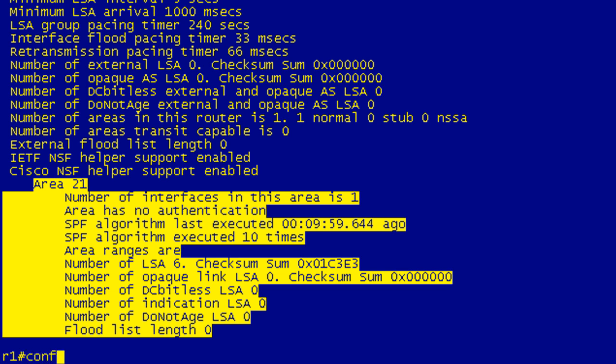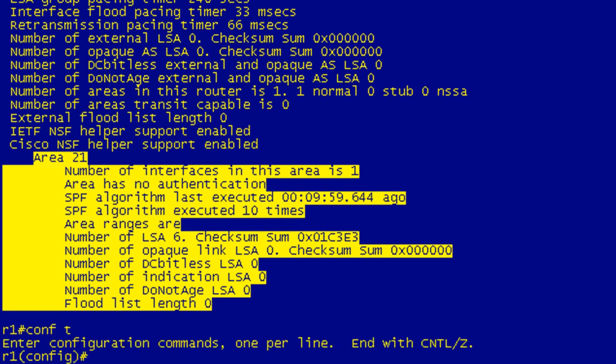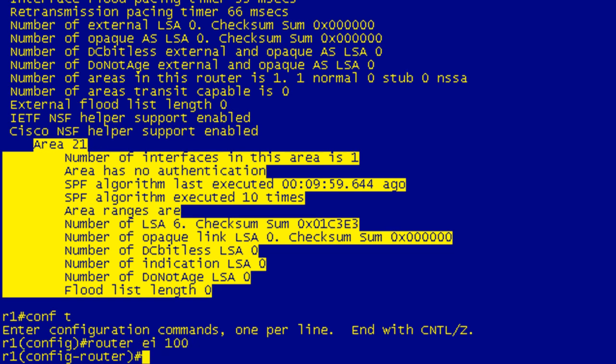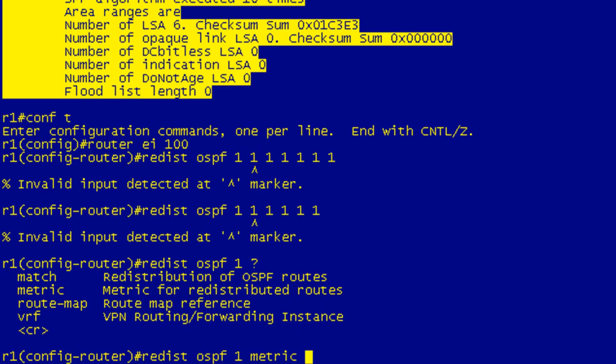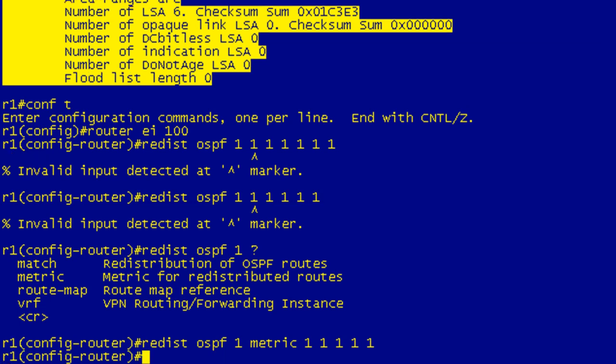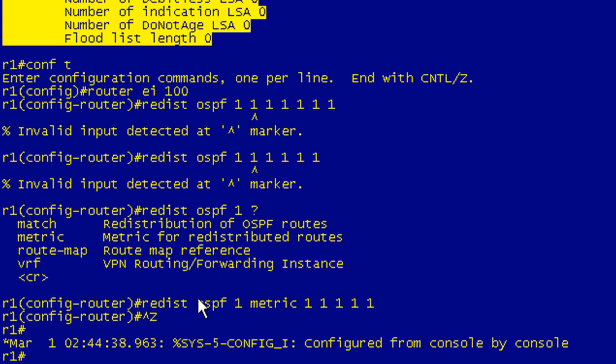Because if I go into configuration mode here, and again, don't worry about these commands. If I go into EIGRP and I redistribute OSPF 1 into EIGRP, with a metric. I'm just making up a fake metric, for any of you that know this command. I'm just giving it whatever so that I've got redistribution. So now I'm redistributing OSPF into EIGRP.